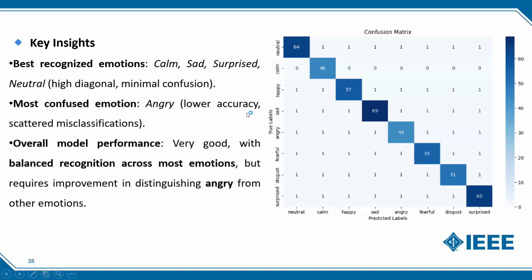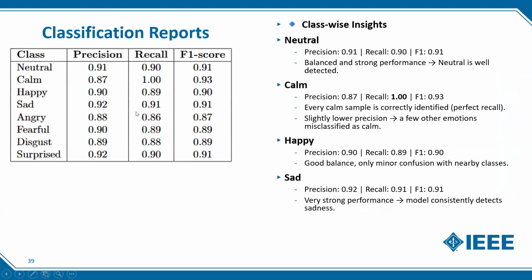For angry, it gives lower accuracy and scattered misclassification, as you can see in the confusion matrix. Overall, model performance is very good with balanced recognition across most emotions, but it requires improvement in distinguishing angry from other emotions. So that is the results.